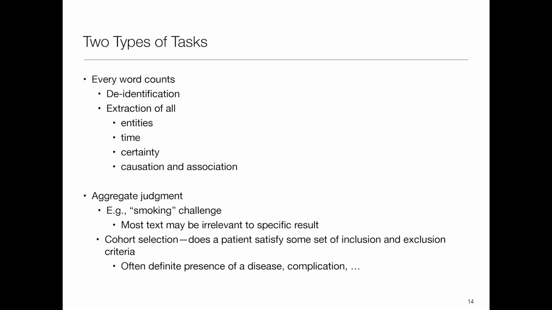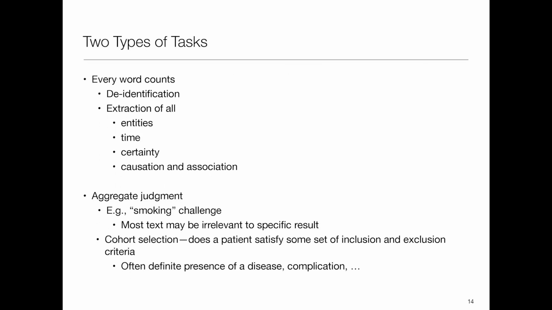The other thing to keep in mind is that there are two very different tasks. So for example, if I'm doing de-identification, essentially I have to look at every word in a narrative in order to see whether it's protected health information. But there are often aggregate judgments that I need to make where many of the words don't make any difference.